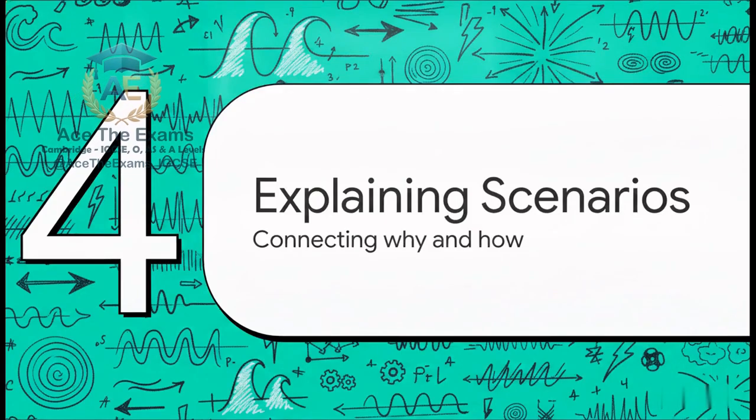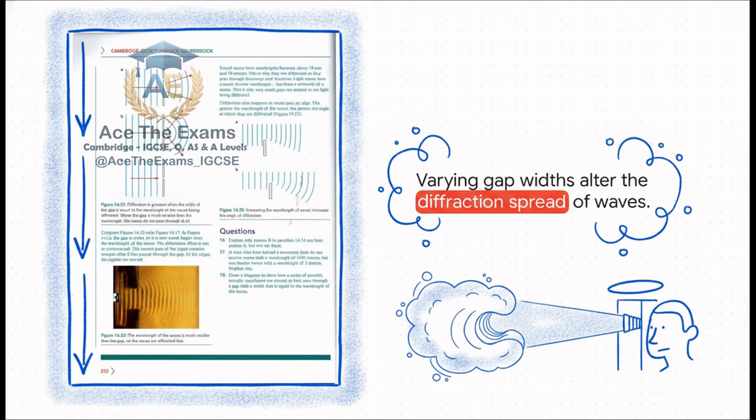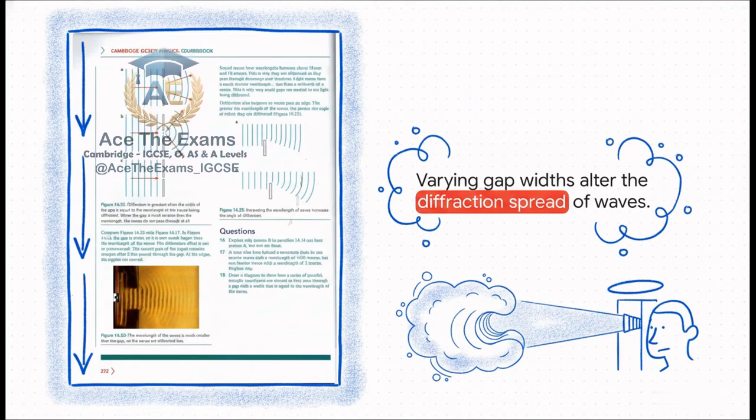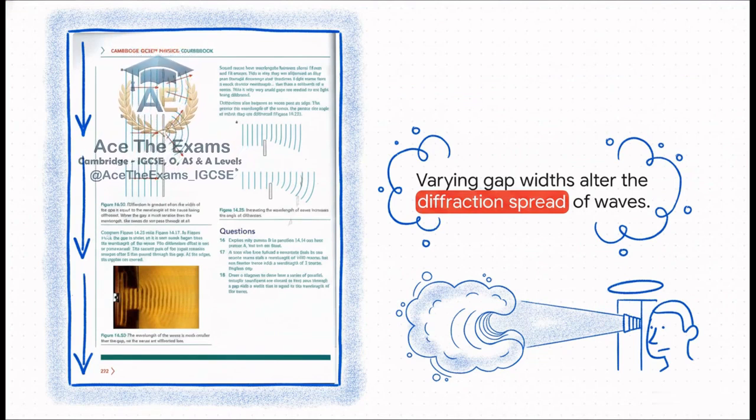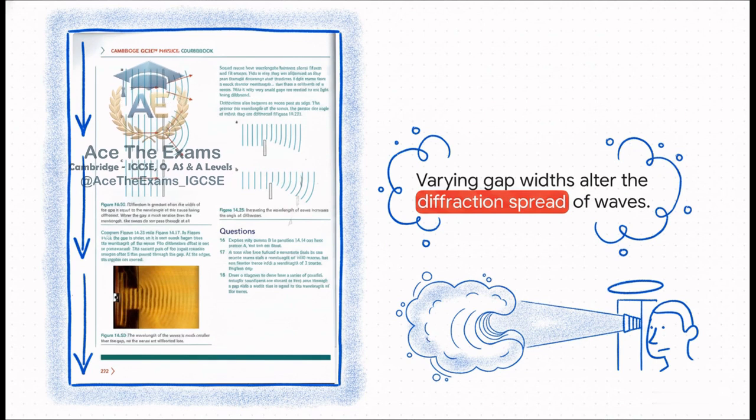Section 4. Explaining complex scenarios. This is where we connect the why and the how with concrete evidence. We are now going to explore the phenomenon of diffraction. Put simply, this is what happens when straight waves are forced to pass through a gap in a barrier.